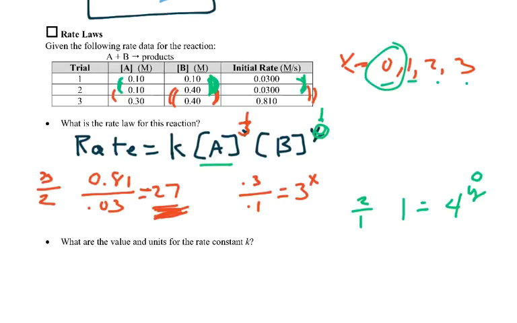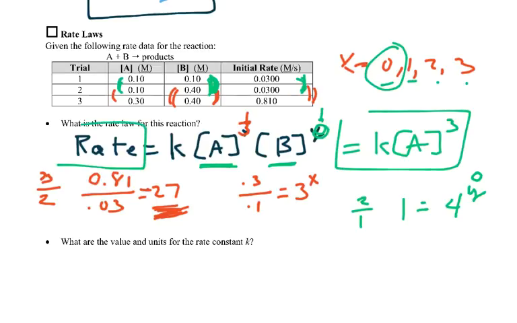Now let's go back and clean this all up. So we're going to say rate equals k times A to the third power times B to the 0. So we'd say it's third order with respect to A and 0 order with respect to B. And so we would just rewrite that and say rate equals k times the concentration of A to the third power. So this part along with this part, that would be my rate law. And then we don't have to put the B in.